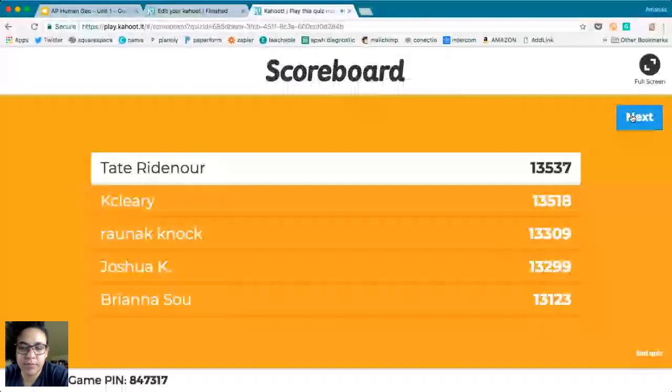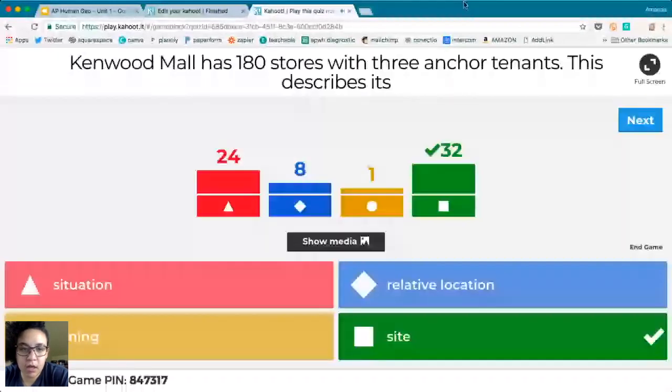And scene. Okay, this is the site of the Kenwood Mall. It's talking about where it is located, not what's near it.